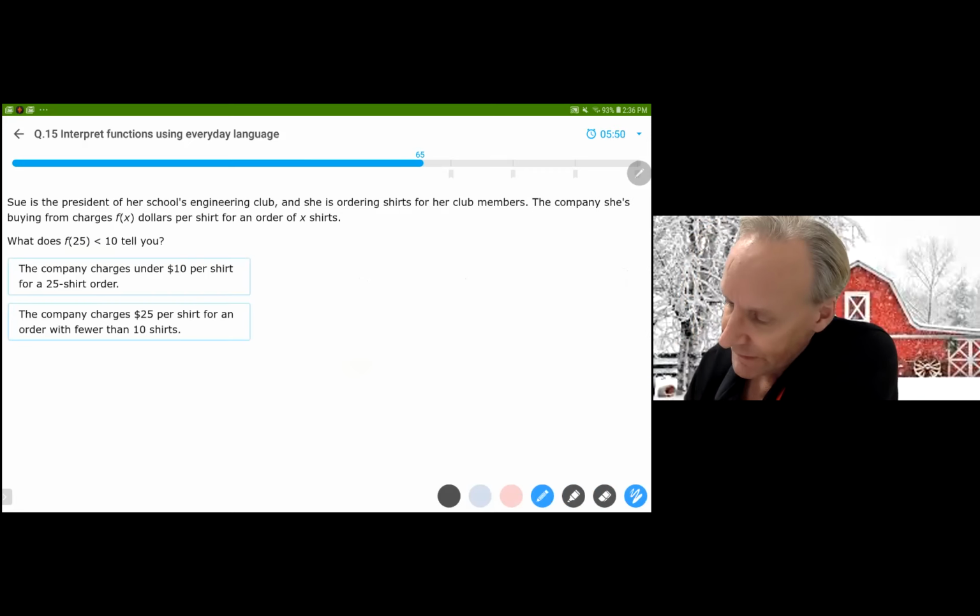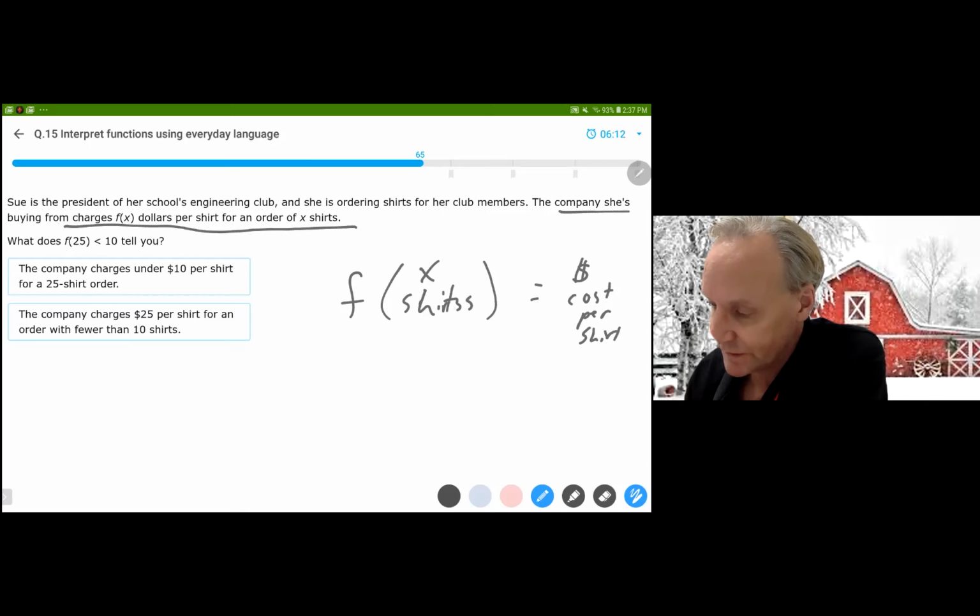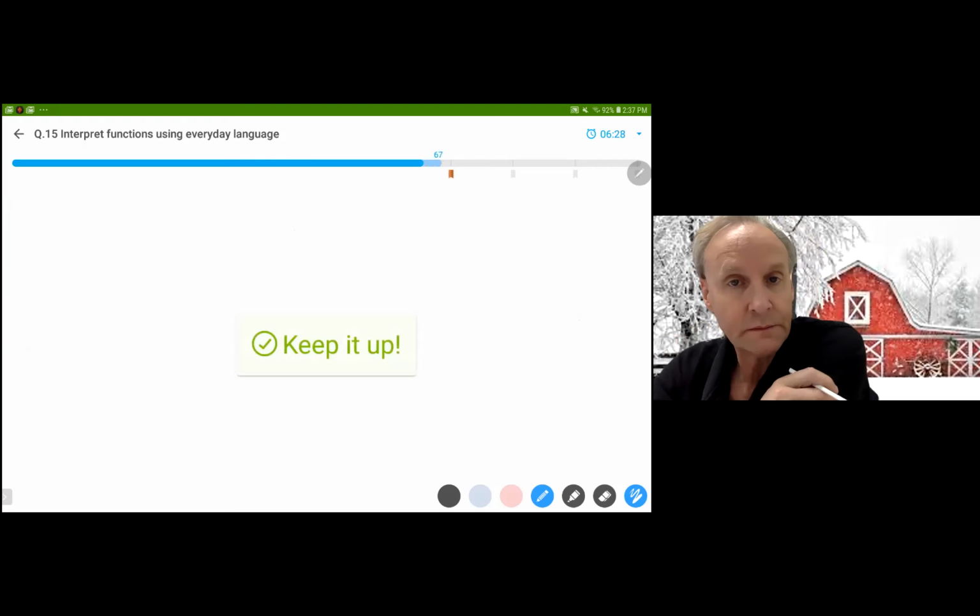All right. Sue is the president of the school's engineering club. The company she's buying from charges f of x dollars for x shirts. So it's f of x shirts. And this is the cost per shirt. I know I probably wrote too much, but shirts. There. Okay. 25 shirts are going to be less than $10 each. The company charges under $10 per shirt for a 25 shirt order. That's the one. Didn't even have to check the other one.